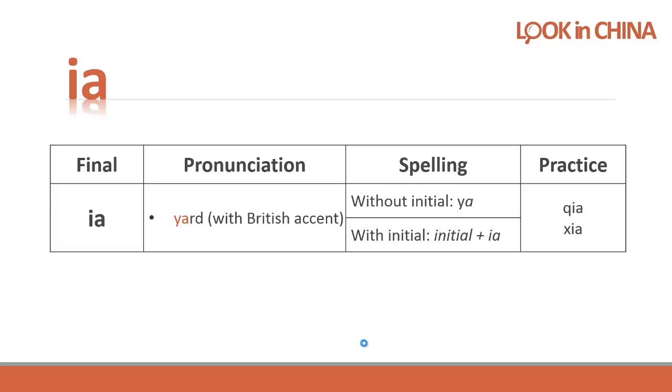This compound final is ya. It starts off as E and goes into ya. If there is no initial, it's spelled Y-A, and with an initial, the spelling is initial plus I-A. So now let's practice with a couple of different initials.